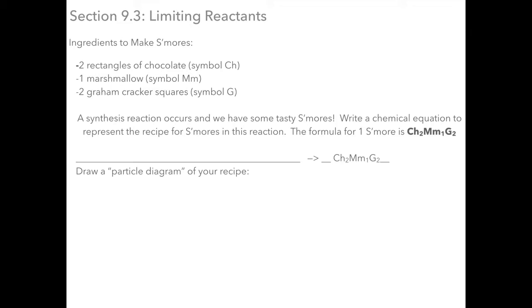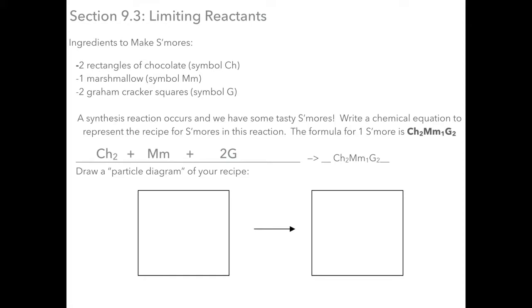Now, for your reactants, when I make a s'more, I like my chocolates attached. So I'm going to have CH2 because they're attached to each other. If it was 2CH, they would be separate. I'm going to have 1 marshmallow. And then my graham crackers have to be separated or else it wouldn't be a s'more. And so it's going to be 2 graham crackers. So what I want you to do really quickly before you get going with the problems is I want you to draw the particle diagram for these 3 reactants becoming a s'more.